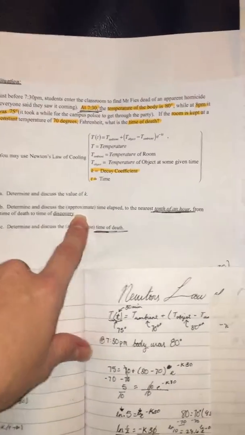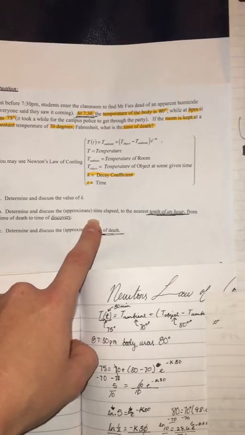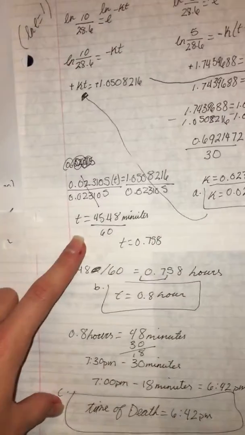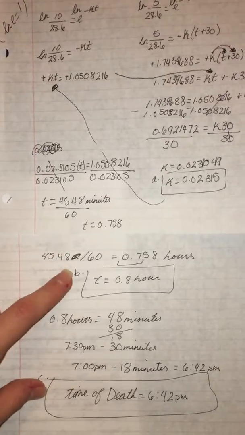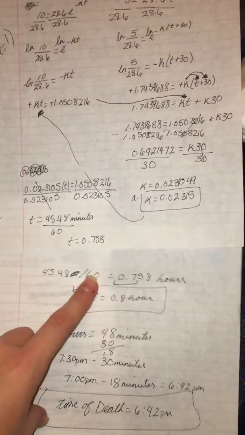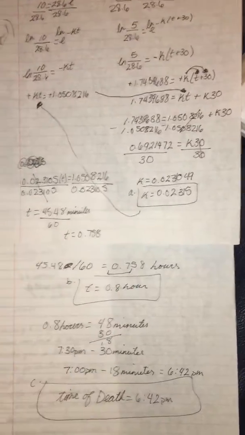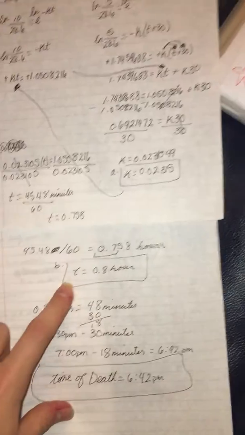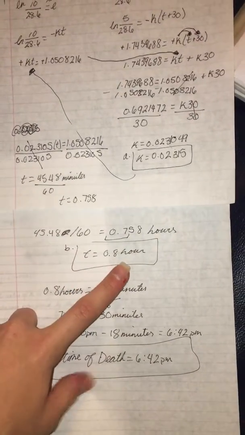And B, when we wanted the time elapsed from death to discovery, we wanted it in tenths of an hour. So to convert minutes into hours, I divided by 60 to show me a part of a whole. I got 0.758 hours. To convert to tenths of an hour, I rounded up to 0.8 hours, which gave me T, which then solved for B.